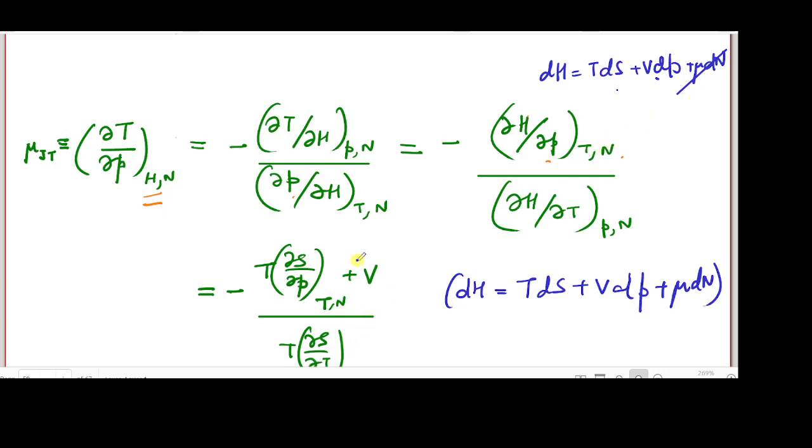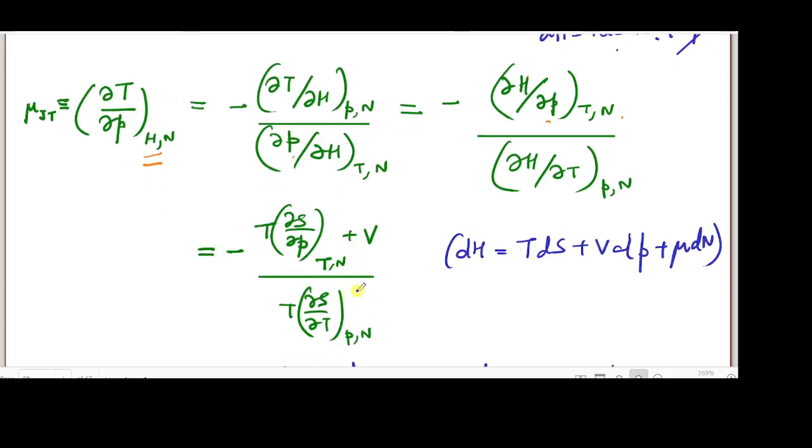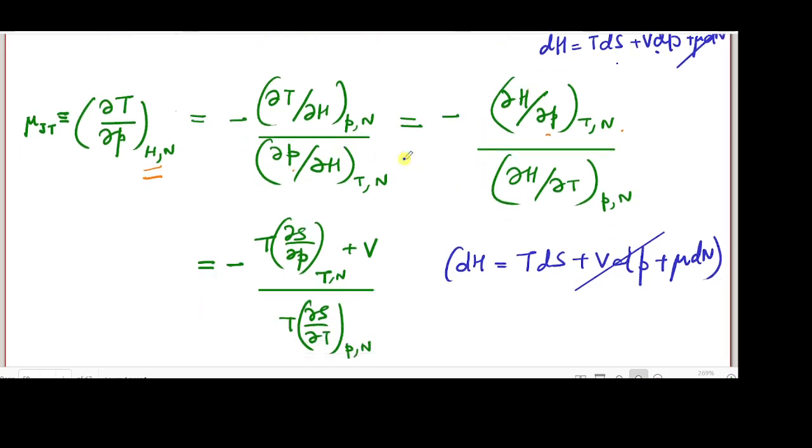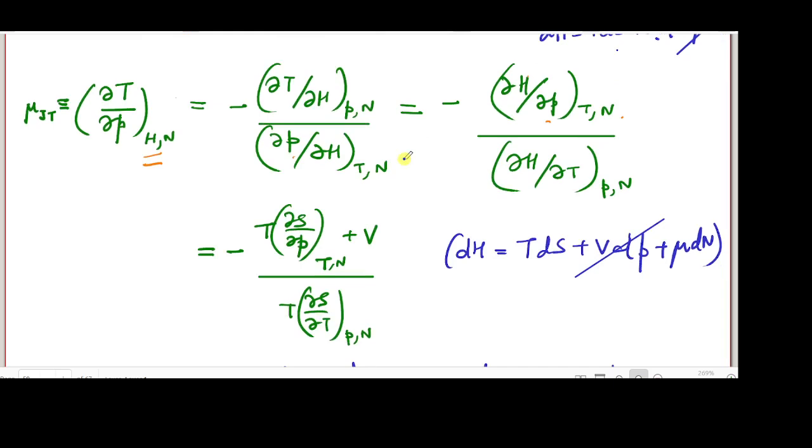The denominator simply becomes T del S del T at constant P comma N. Since P is held constant here as well, the VdP term goes away. So you don't have any contribution from the VdP in the denominator. Of course, you have this minus sign, which is just this minus sign sitting here. So that's our step 1 done. We have managed to get rid of all the thermodynamic potentials that we had, in this case only one of them, H, and have expressed their derivatives in terms of other variables.